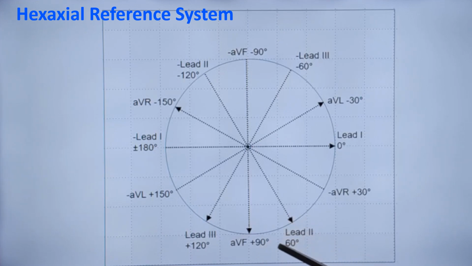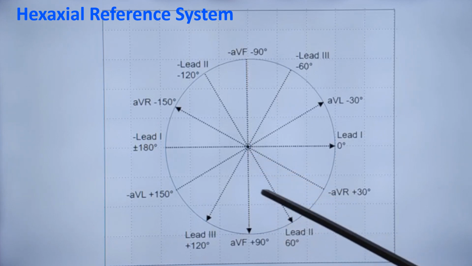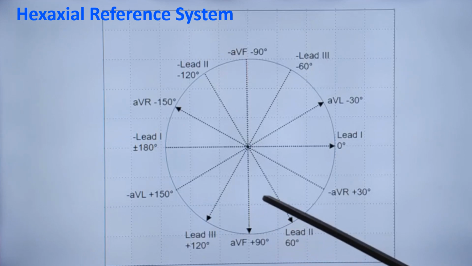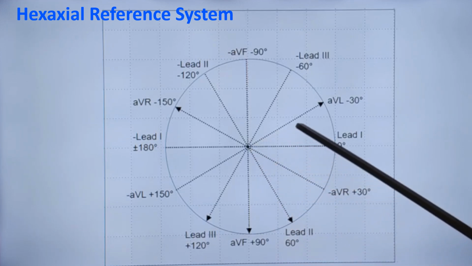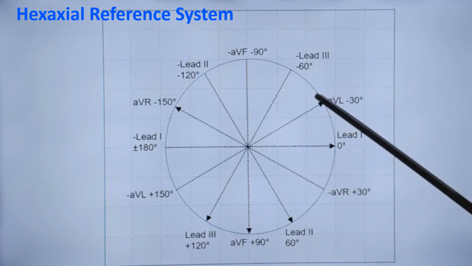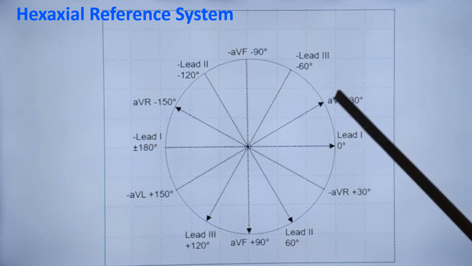And when the QRS is almost equal in two leads, say for example in AVF and lead 2, then the axis will be somewhere in this direction. Maximum deflection is between AVF and lead 2, or rather both are having equally tall QRS complexes. Then if you look at the perpendicular region, in this region you will have minimum QRS deflection. That is in AVL and lead 1, you will have minimum amplitude. That's the second way of finding out the axis.